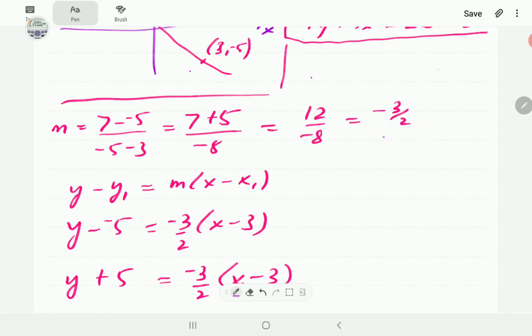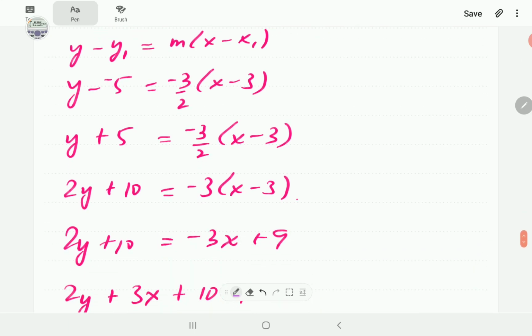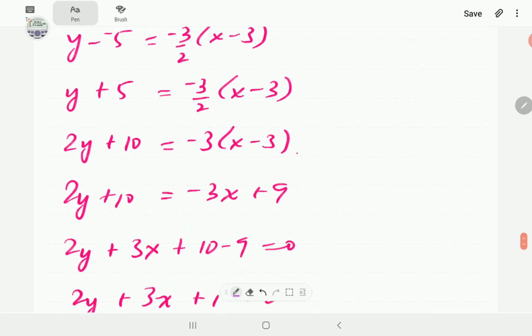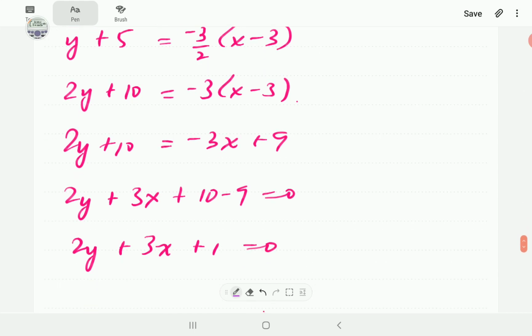Then we plug this in the 1-point form. So M is going to be -3/2. X1 is 3. Y1 is -5. Do the necessary simplifications, and our final answer becomes 2y plus 3x plus 1 is equal to 0.